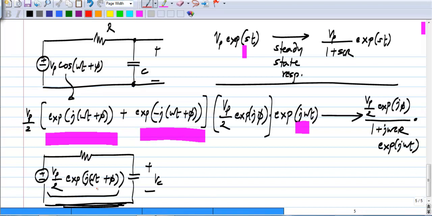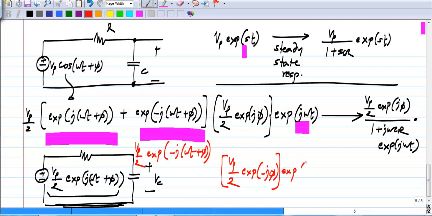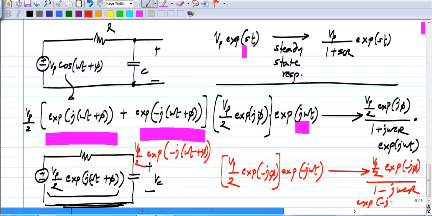Similarly, if we have Vp by 2 exponential minus j(omega t plus phi) as our input, which can be written as Vp by 2 exponential minus j phi times exponential minus j omega t, the response would be Vp by 2 exponential minus j phi divided by 1 minus j omega CR, times exponential minus j omega t. So all I do is, in this solution, I have to put s equals minus j omega. That's all. Okay?